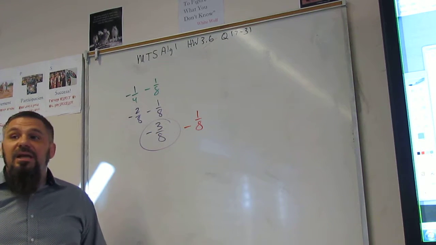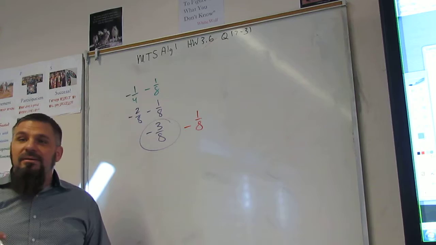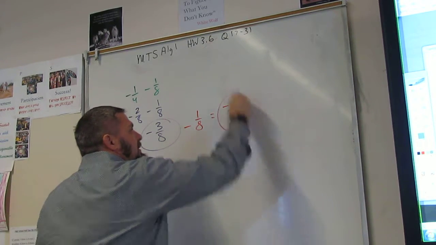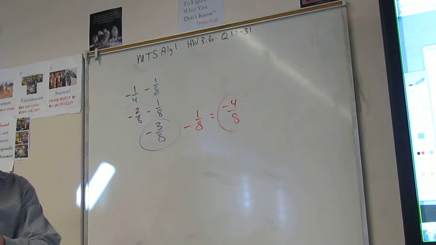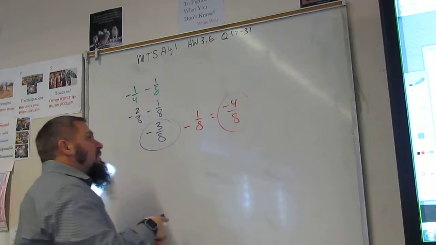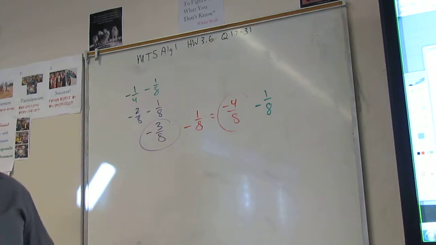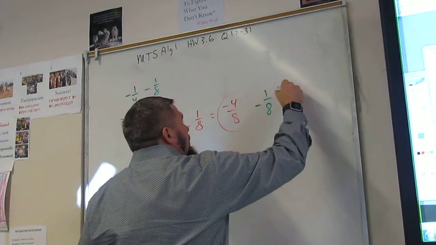I need one more. Negative 4/8. That's my next term. We've got to find 4, though, right? All right, green. Minus another 8. What's my next term? Negative 5/8. Oh, you're getting it. Minus 5.